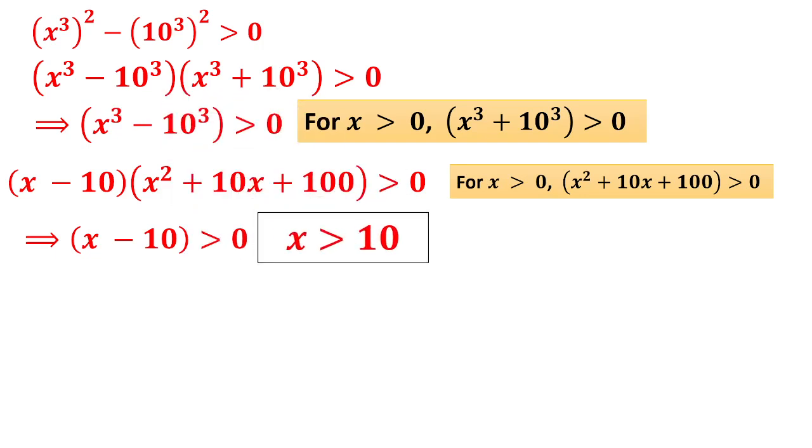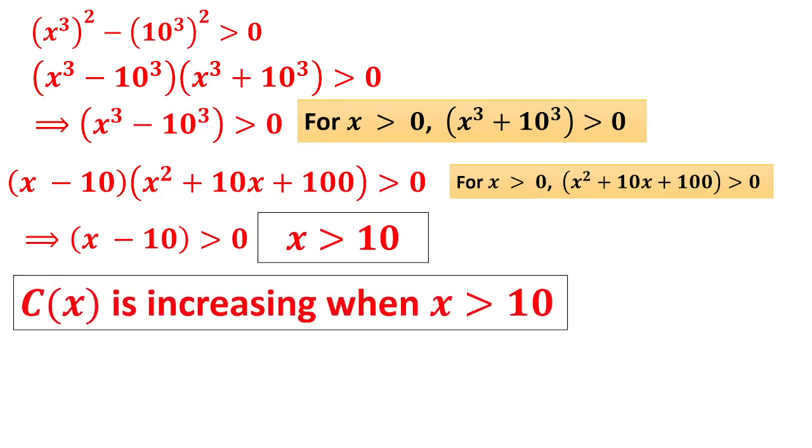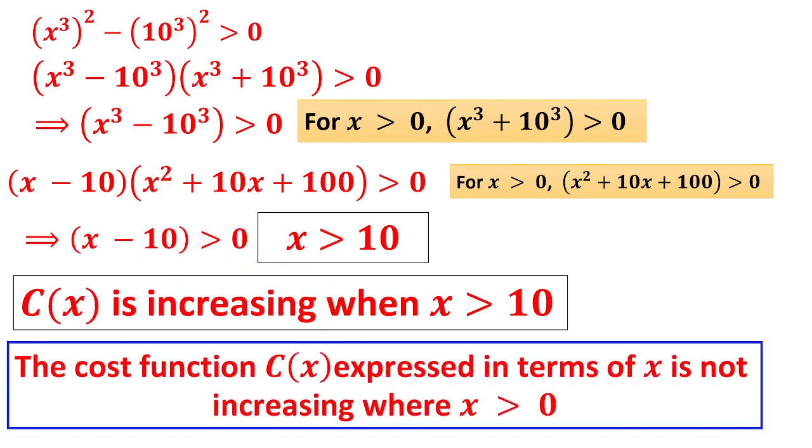But what do they want? They are asking to check whether it is increasing for x greater than 0. Therefore, it is increasing only when x is greater than 10. Therefore, the cost function is not increasing where x is greater than 0. Be careful. It is increasing for x greater than 10. There is no issue in that. But we have proved that it is increasing only for x greater than 10. Therefore, it is not increasing for x greater than 0.